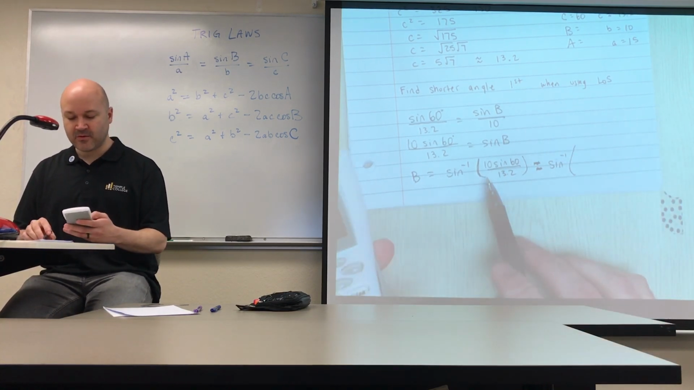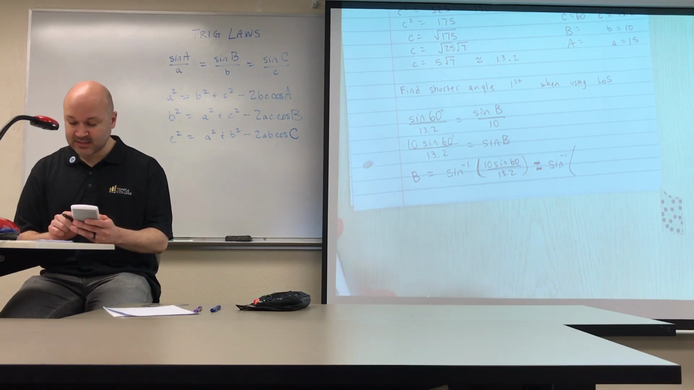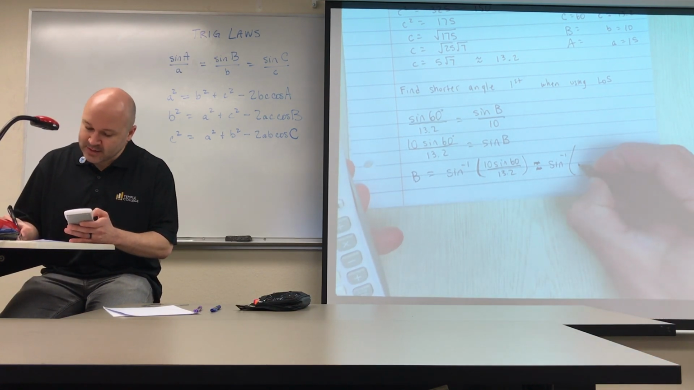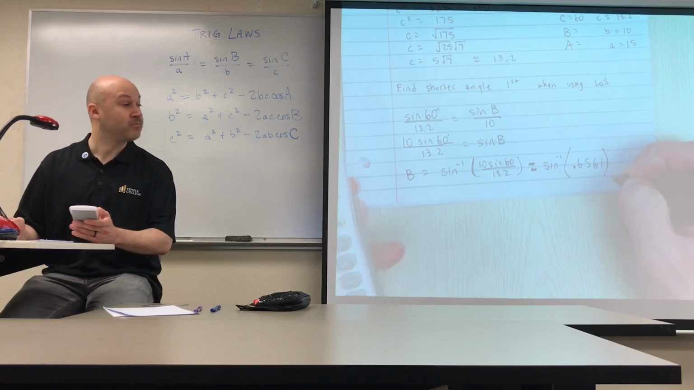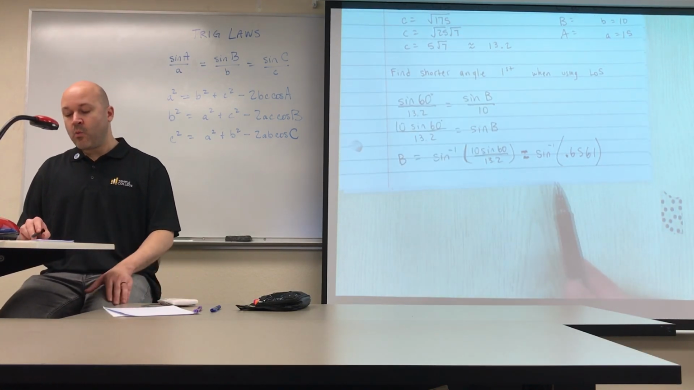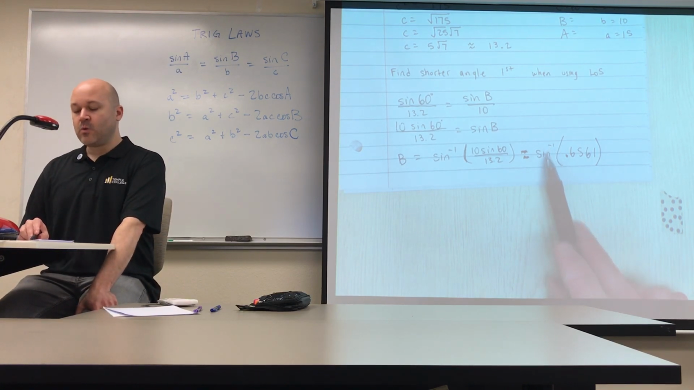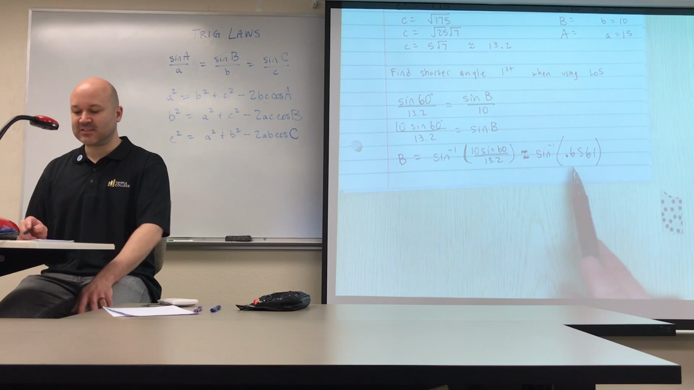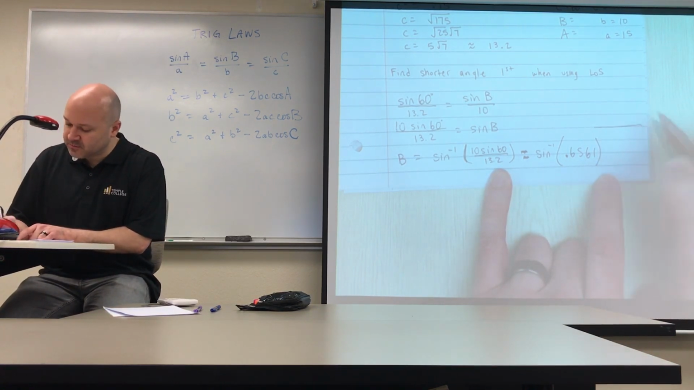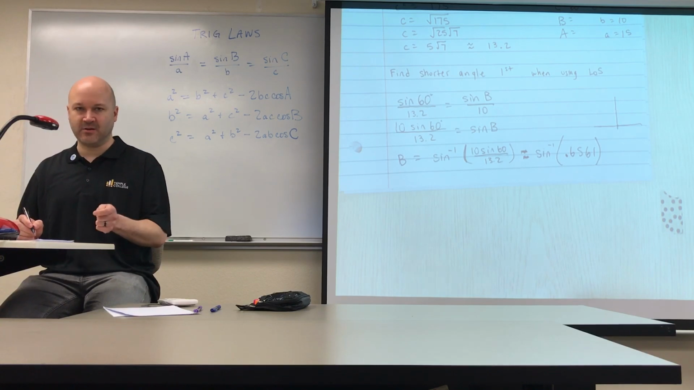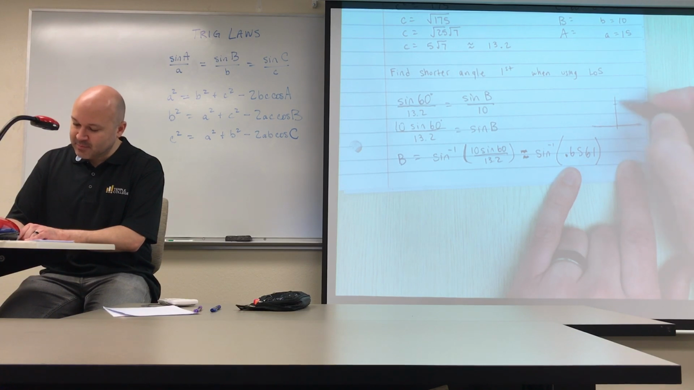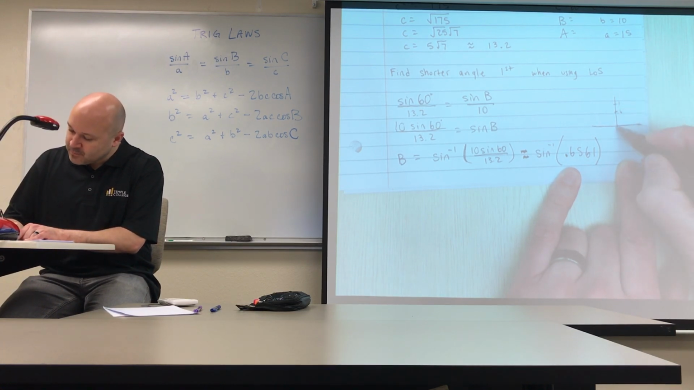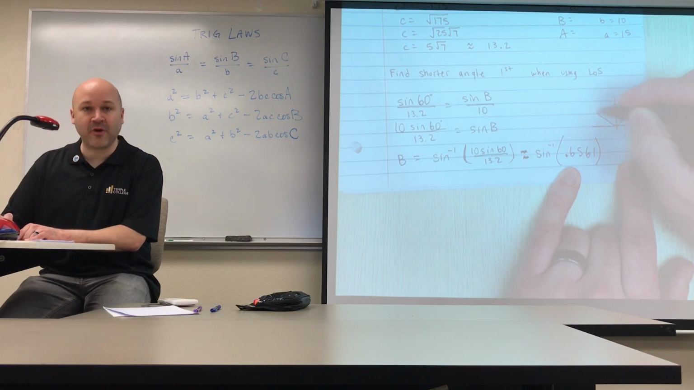So I'm first going to take care of what's inside the parentheses. I'm going to take 10 sine 60 and divide by 13.2. And I get 0.6561-ish. So this is saying, what angle will map sine to 0.65? On a unit circle, there's actually two angles that will do that. For it to be a positive 0.6, it's got to be somewhere around here. But it could also be in quadrant 2.